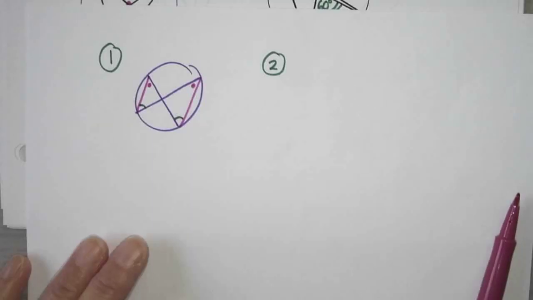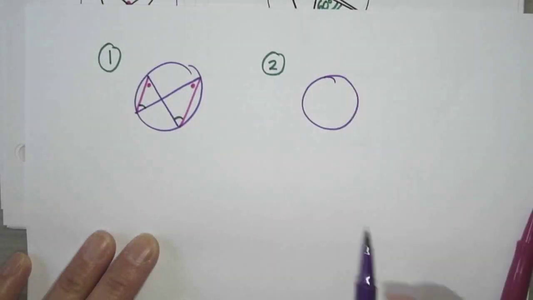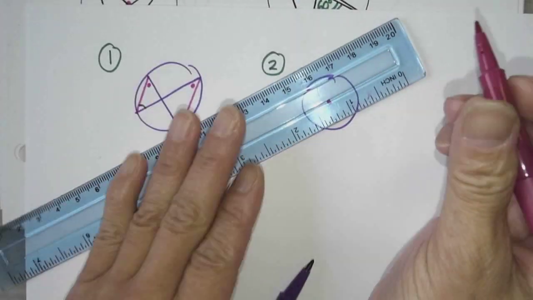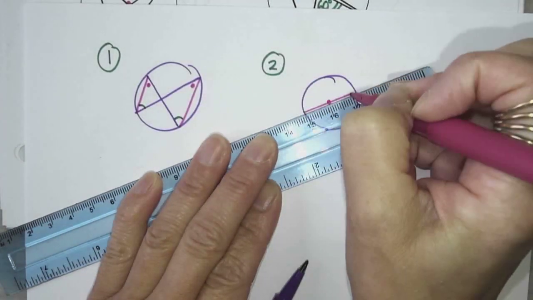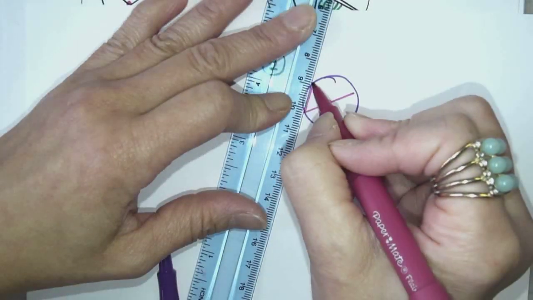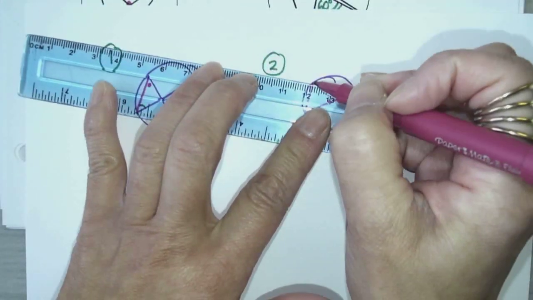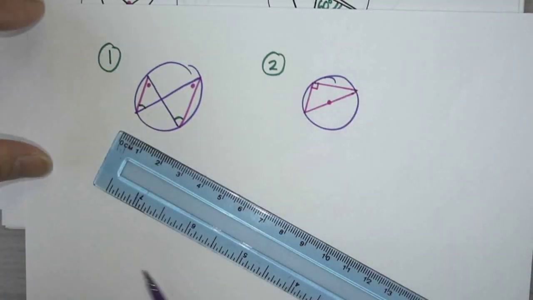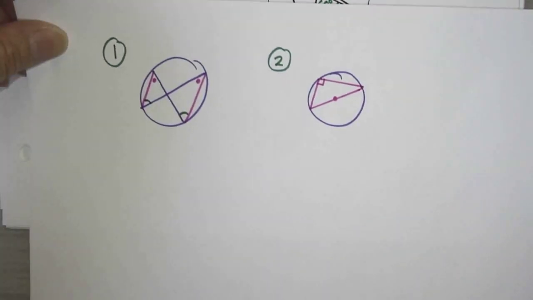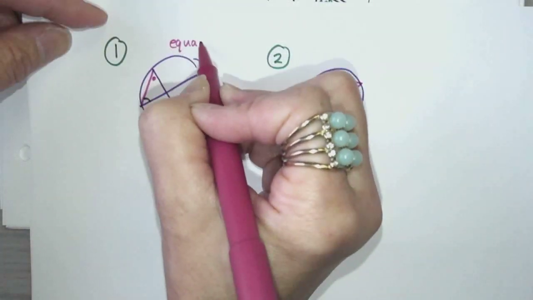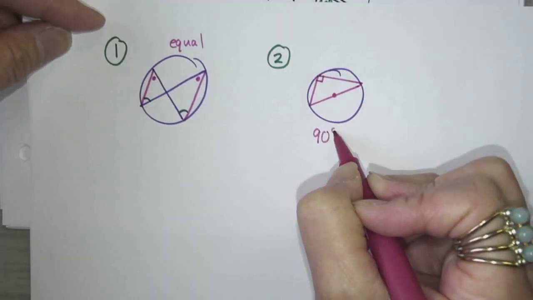Another rule that we had, which is a nice little bit easier, the second rule was that if I go through the center and I make a diameter, anytime you draw an angle out to the edge from the diameter, it'll always be 90. So that is my second rule. Right, so this is equal. They're going to be equal. And this is 90 degrees.